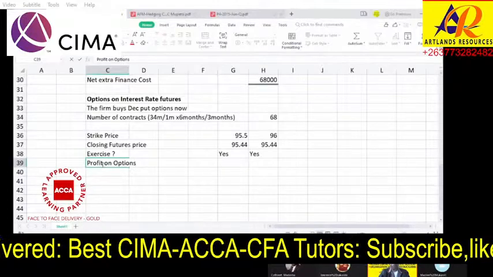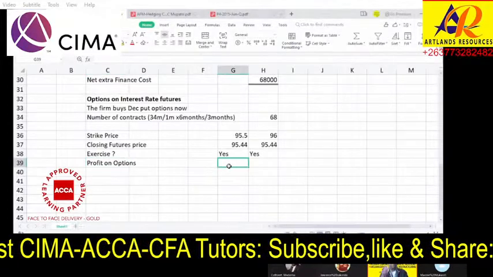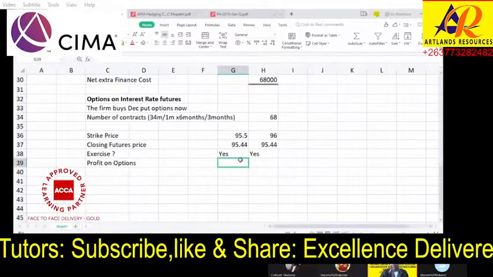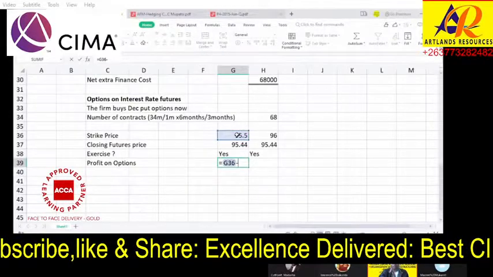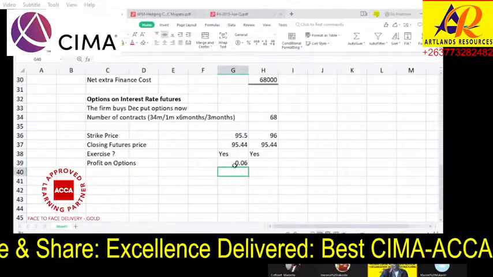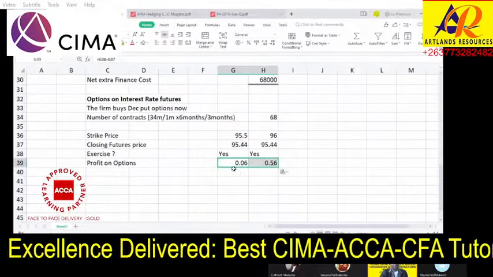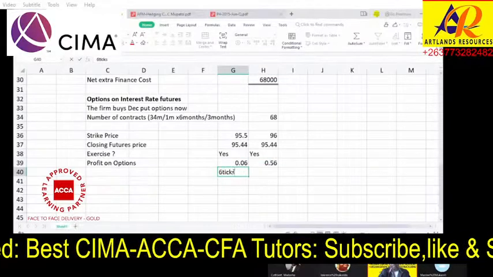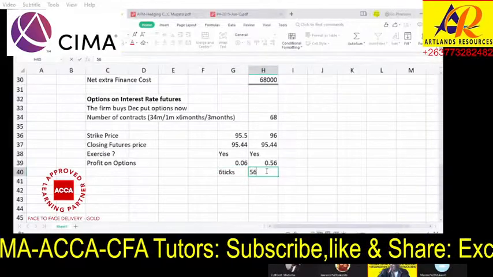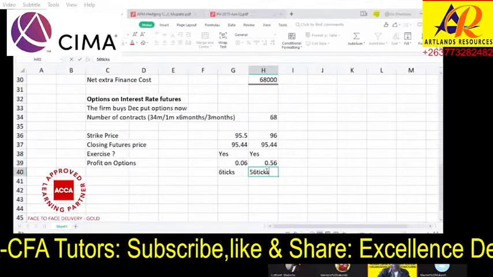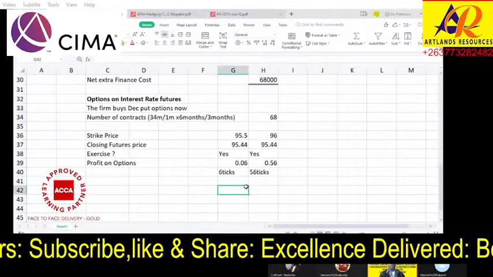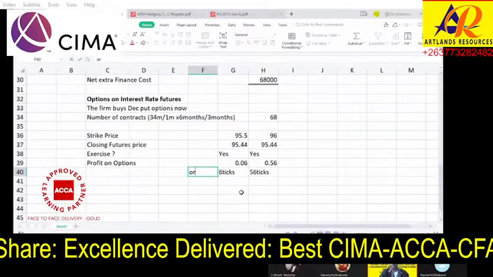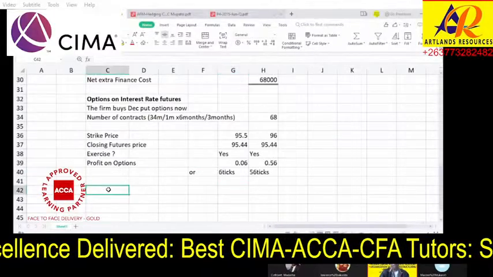Profit on options. Now, the profit from options is simple. It's a matter of, if I sell it, saying this one here minus this. That one is 0.06 and that one is 0.56. Oh, this is 6 ticks. You now understand how I get the ticks. I just multiply that by 6 ticks, and this is 56 ticks. You divide by 0.01. You divide this by the tick size. Okay. So if you want to express it in ticks, you now have the outcome.